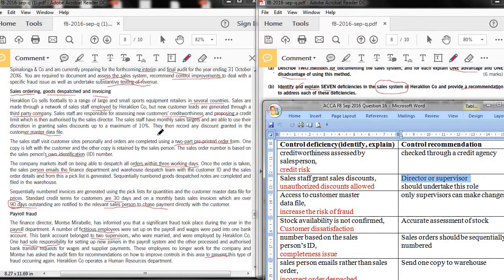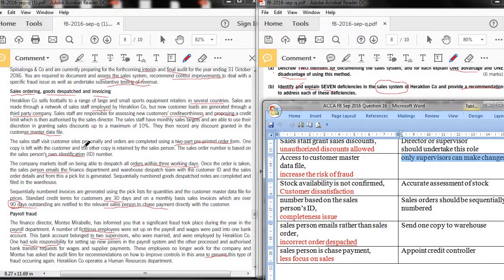The third deficiency is that salespersons are having access to the master file of the customers. It creates a risk of fraud. Maybe they can make changes in the master file and Heraklion will lose its revenue. So the recommendation is that only supervisor can make changes in the master data file.